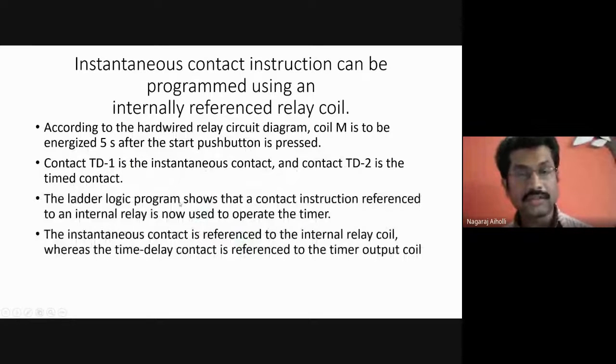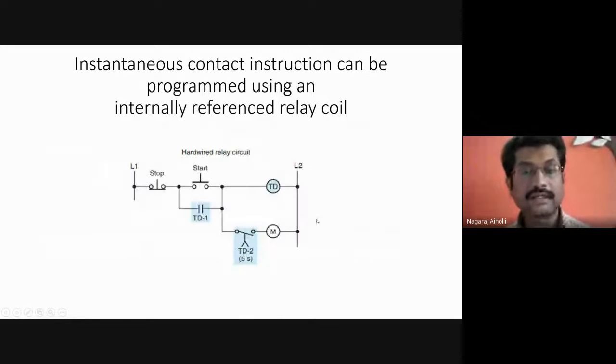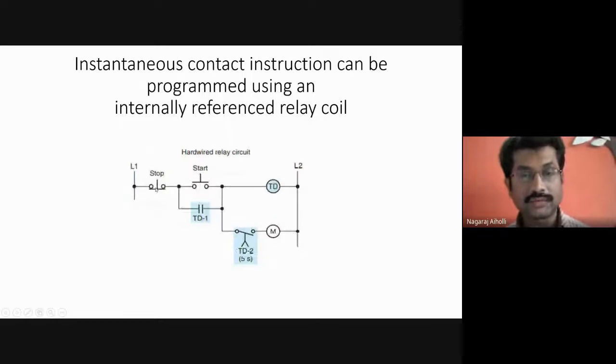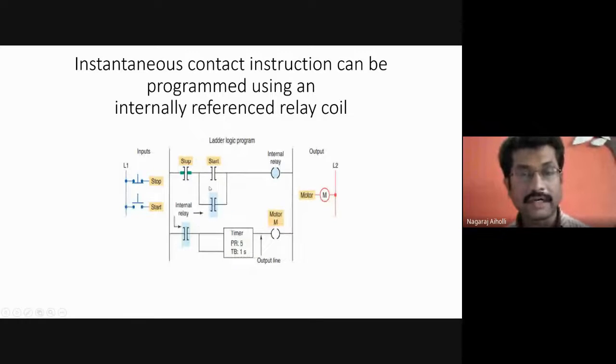The ladder logic program shows that a contact instruction referenced to an internal relay is now used to operate the timer. Similarly, we can look at its ladder diagram equivalent. This is the relay circuit, and its ladder diagram equivalent is like this. It is almost similar. Here we represented it in terms of switches, timer delay functions and the motor, but here we are representing it in terms of coils and contacts.